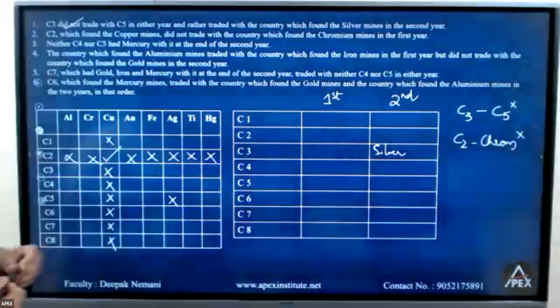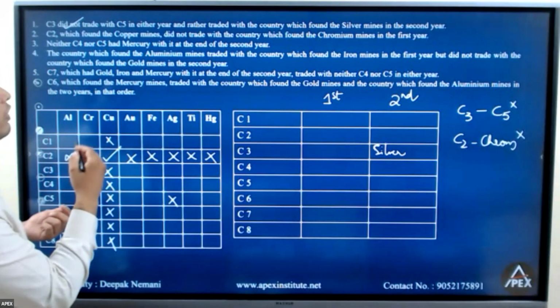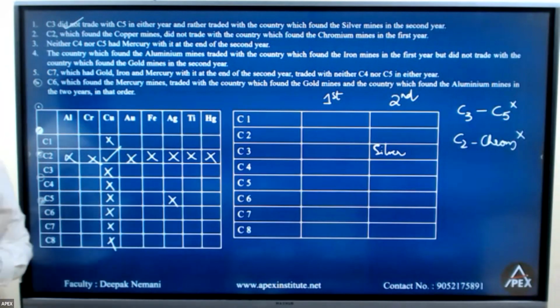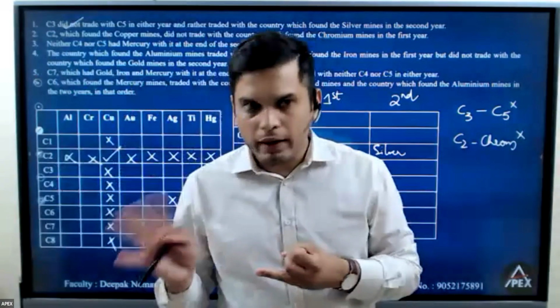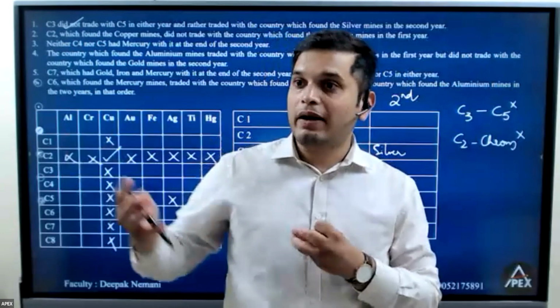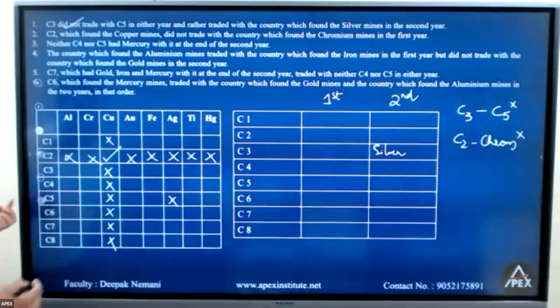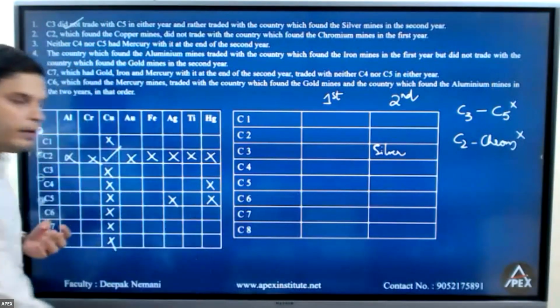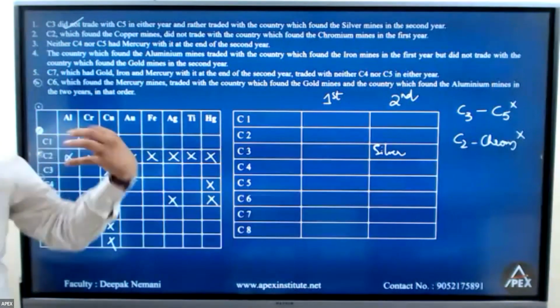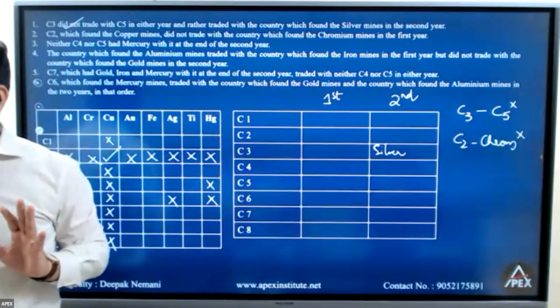Okay. Now neither C4 nor C5 had mercury at the end of the second year. So what can you infer from this statement? C4, C5 did not have the mercury mine and did not trade with the country which has a mercury mine, right? Okay. So C5 and C4 did not have mercury at the end of 2 years. And a country with no mercury has to trade with a country that has mercury.